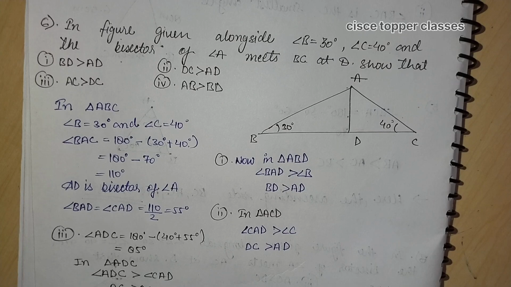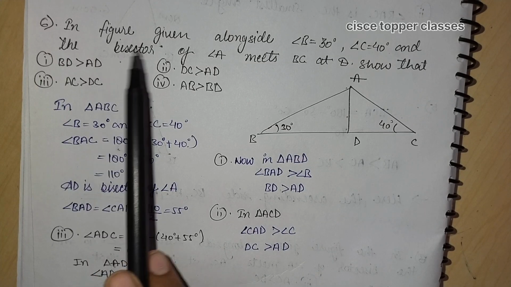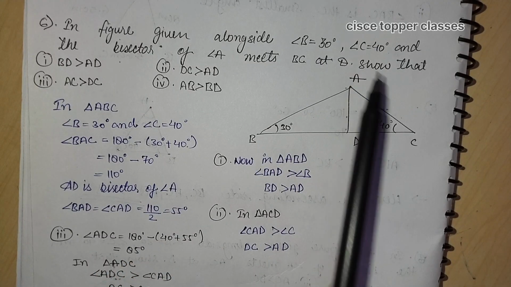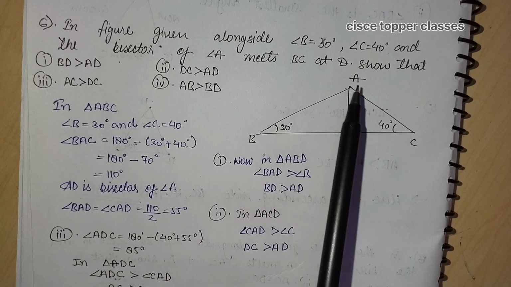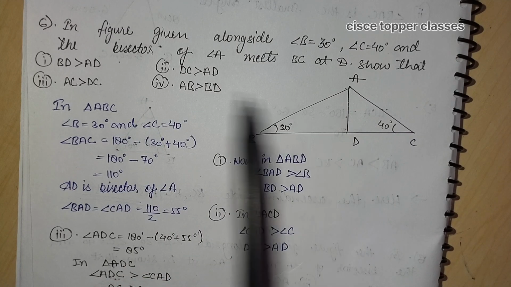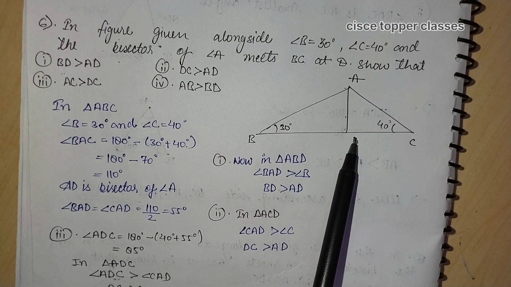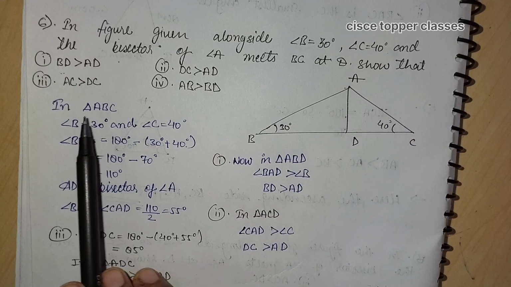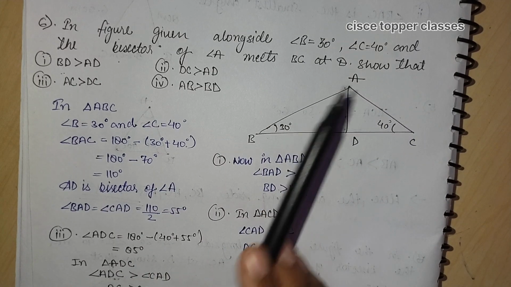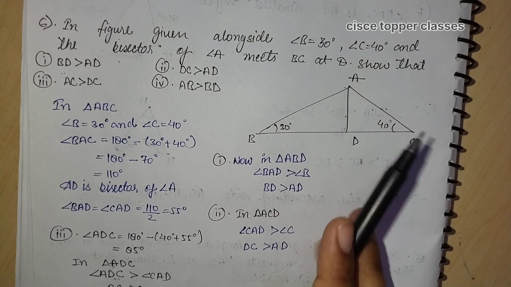Let us solve the sixth question. In this, it is given in the figure that angle B is 30 degrees, angle C is 40 degrees, and the bisector of angle A meets BC at D. Then we have to show that BD is greater than AD. Similarly, we can find that BD is greater than AD by the angle law.